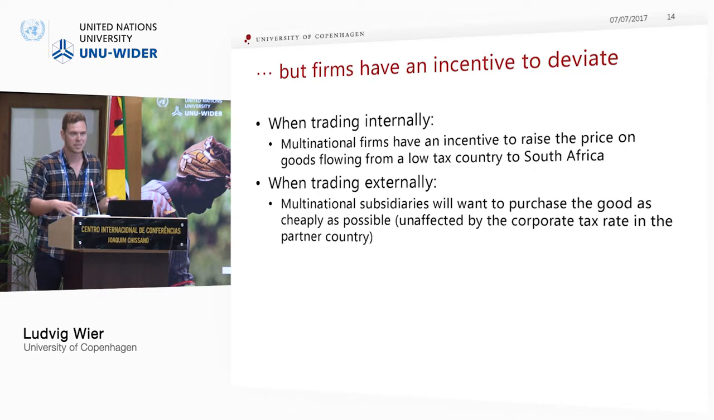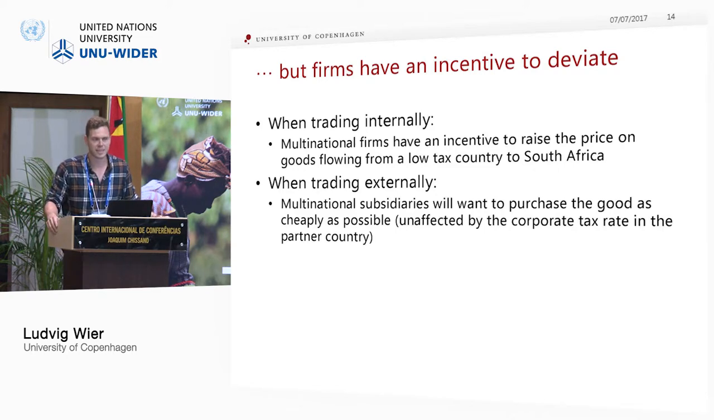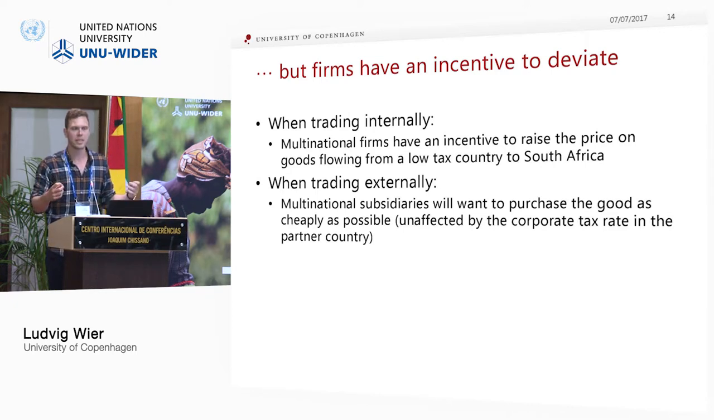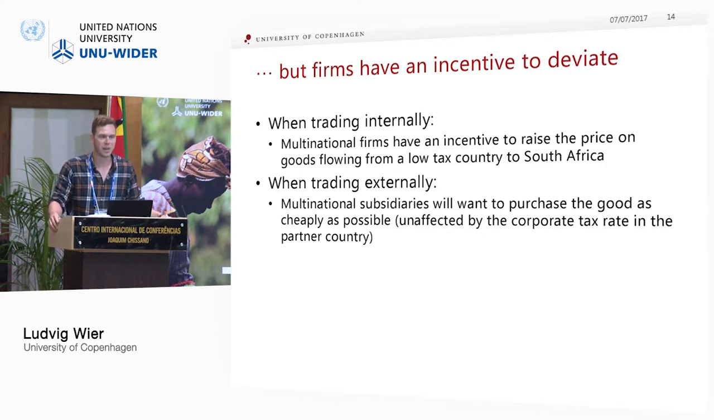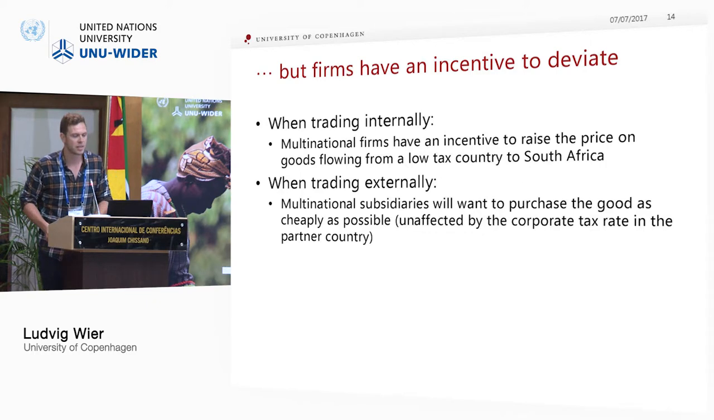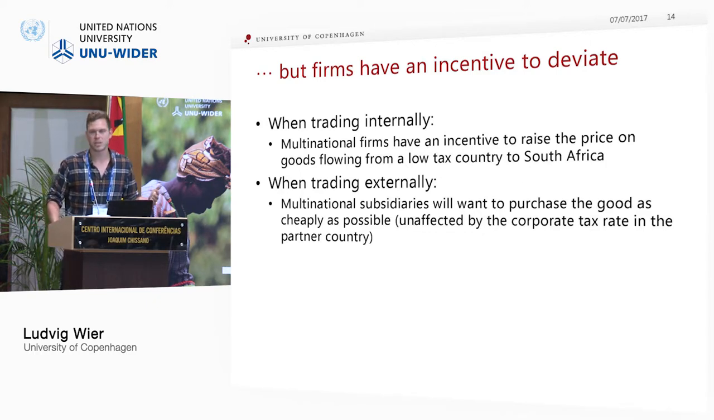And of course, firms on top of this have really an incentive to deviate from the arm's length principle, because when they're trading internally, there's a tax incentive to price the products differently than they would have done when they were trading externally. So say, for example, that I'm now importing a book from my subsidiary in the Cayman Islands. Well, if I could choose freely, I would like to price that at $1 million, because that would allow me to shift $1 million from South Africa to the Cayman Islands.